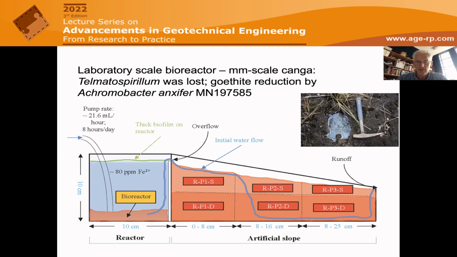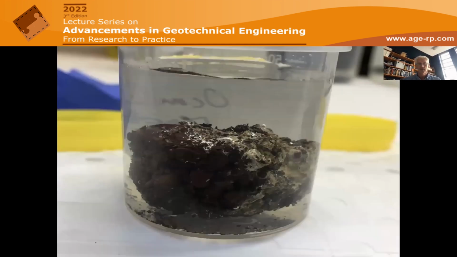Five minutes later, he called me back down to the laboratory because he was having trouble getting samples out of the artificial slope reactor. And in the end, he needed to use that hammer that's in the photo and a chisel to break off materials. Here's a piece that was broken off. You're looking at about 3 or 4 centimeter diameter material. It's grown out of millimeter scale Kanga, and it's completely cemented.